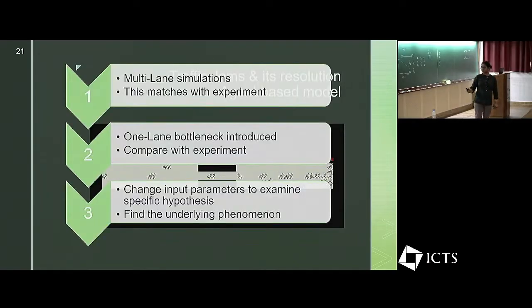All right. So we first did multi-lane simulations, the control experiment, so to speak, in the models, and saw that there's a complete match between the two. Then once this started working, we introduced the bottleneck in the agent-based modeling and compared the outcome with the experiment that we're doing. Now we have understood some part of it. We change certain specific input parameters and examine what is the underlying phenomena that is helping clear out these jams.